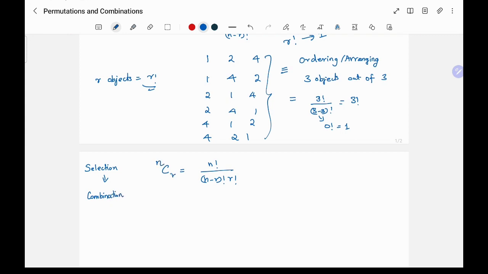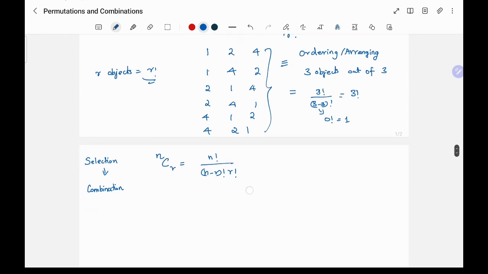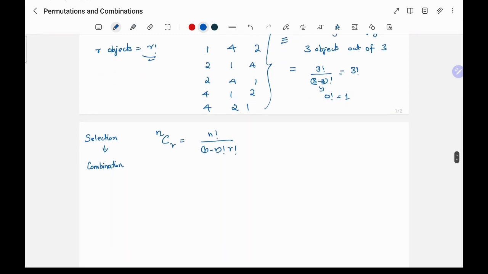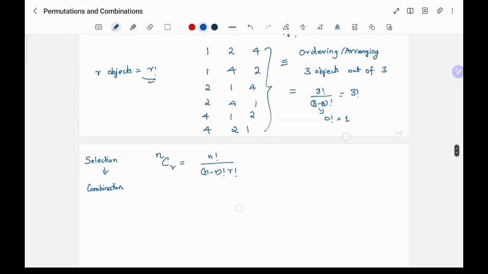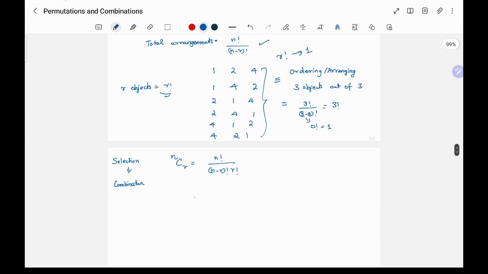And this formula is nCr. So selecting r objects out of n is given by n factorial divided by (n minus r) factorial times r factorial. Okay, if we are clear with this, then we can move ahead. So as you can see, nCr is related to nPr, it's just divided by r factorial, or you can say nPr is nothing but r factorial into nCr.